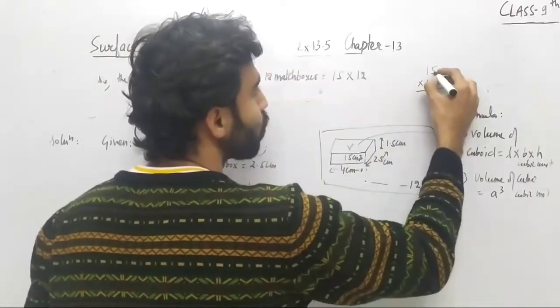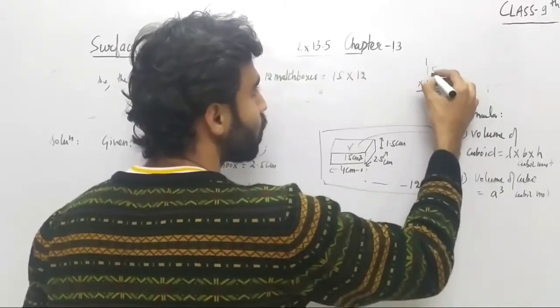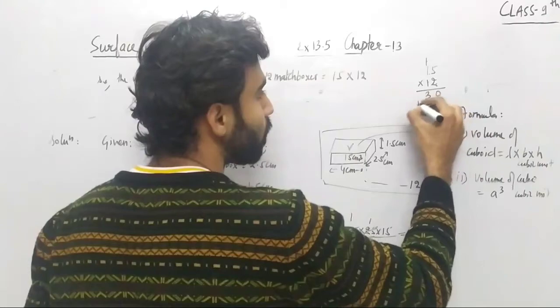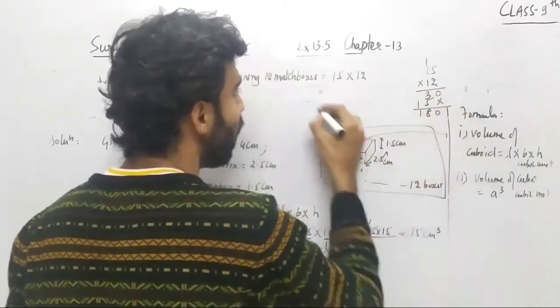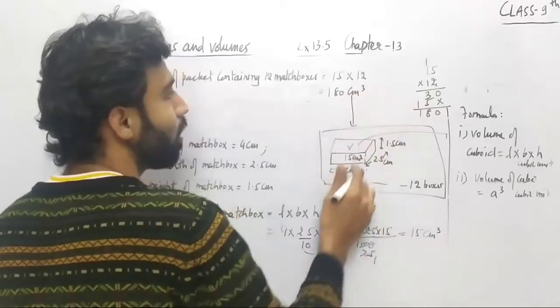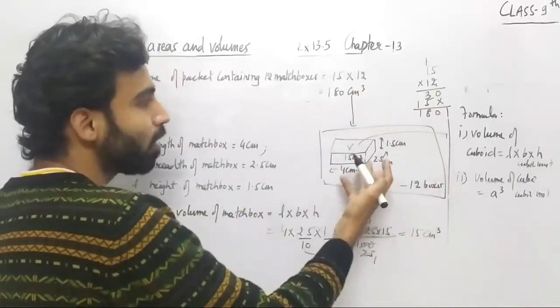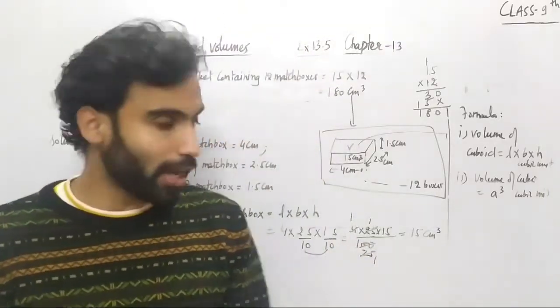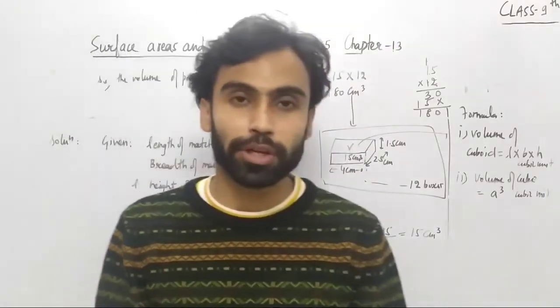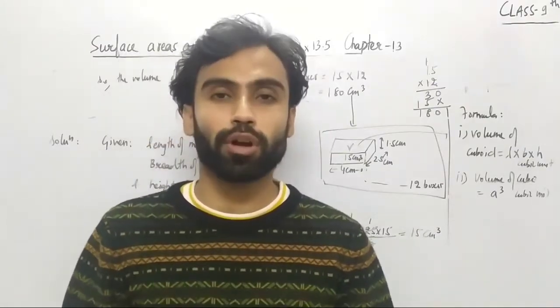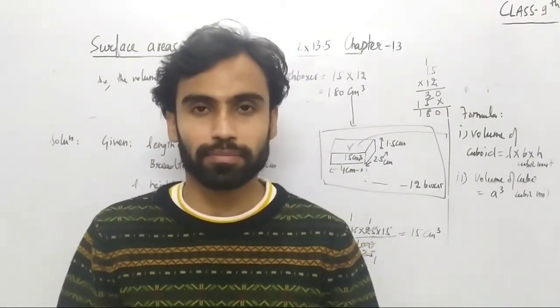So let me just check it out. So 2 5 are 10, 1 carry, 2 1 are 2 plus 1 is 3, then 1 into 15 is 15, right? So adding this will give me 180 centimeter cube. So this will be the volume of the packet which is consisting of 12 match boxes, having the volume as 15 centimeter cube each, right? So this is how you have to solve the first question of this exercise.